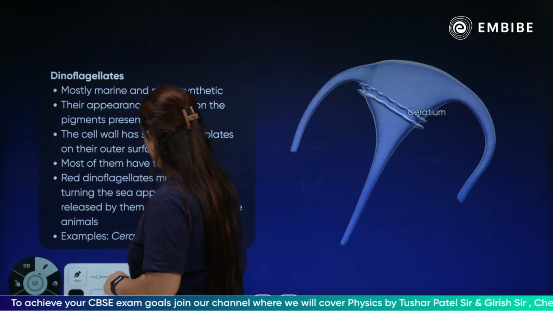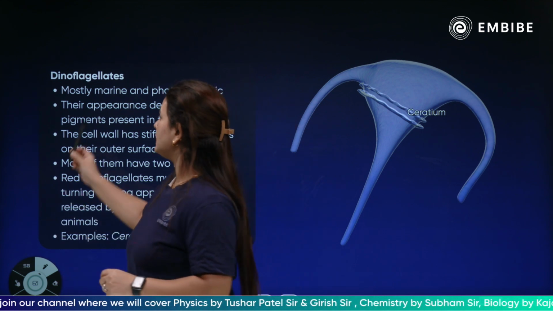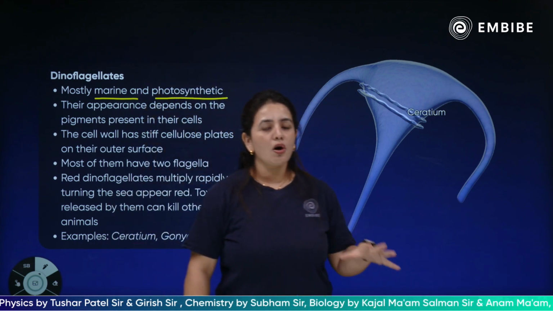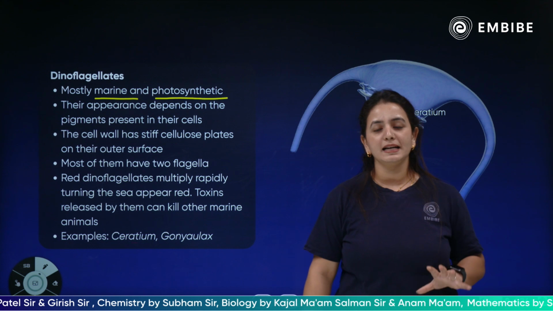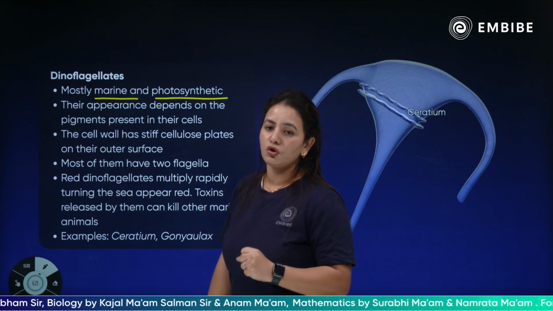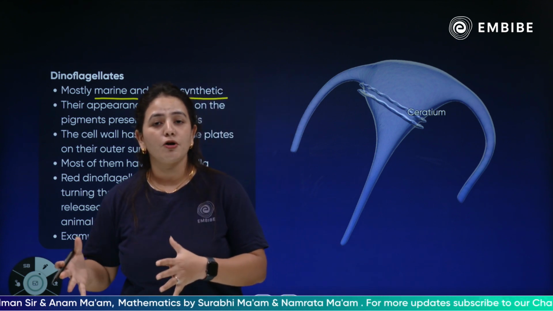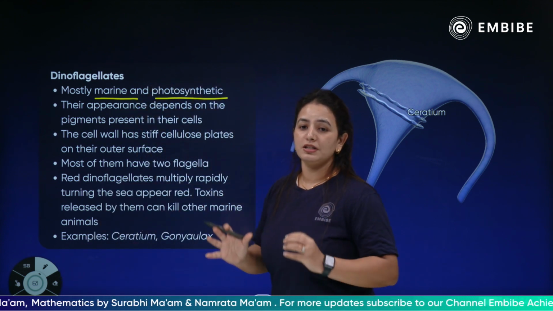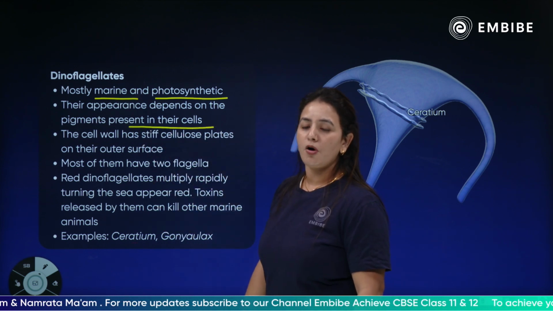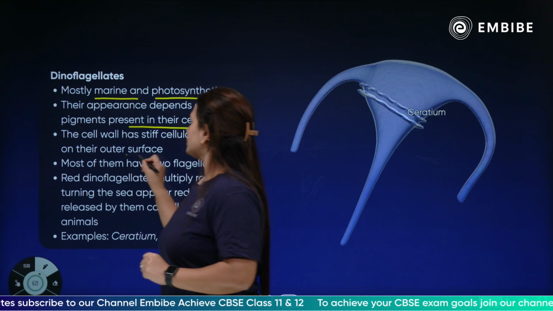Another member of the protista is the dinoflagellates. Again, they are mostly marine and they are also photosynthetic. They are majorly found in salt habitats, which are the seas and the oceans. They are photosynthetic because they create their own food by the process of photosynthesis. There are pigments in their cells which give them the ability to do photosynthesis. The cell wall is made up of cellulose, and they have plates of cellulose on the outer surface.